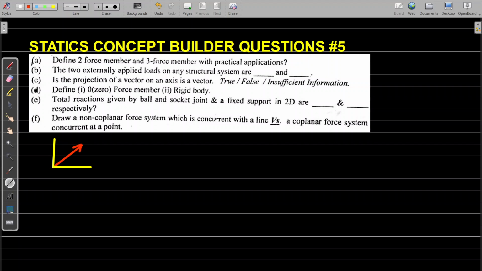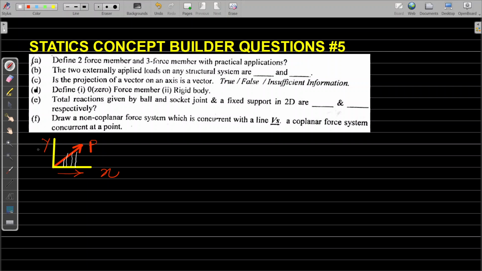This is a vector which is called P. So this is the P vector. Its projection on this axis will be this. If we say this is our x-axis and this is the y-axis, the projection of this on this axis is going to be this. It will be this projection.